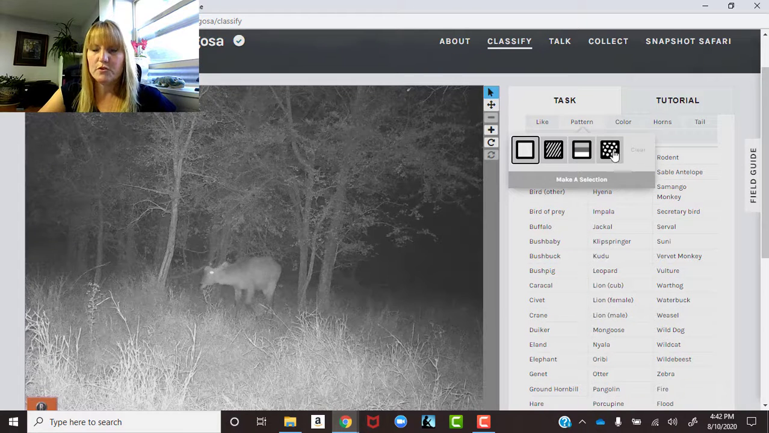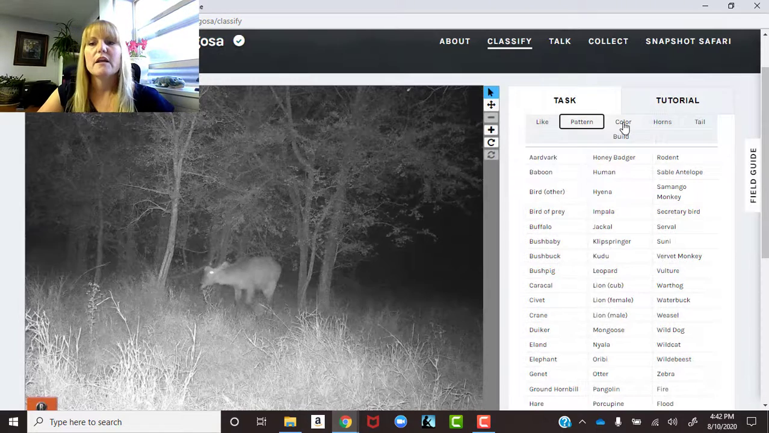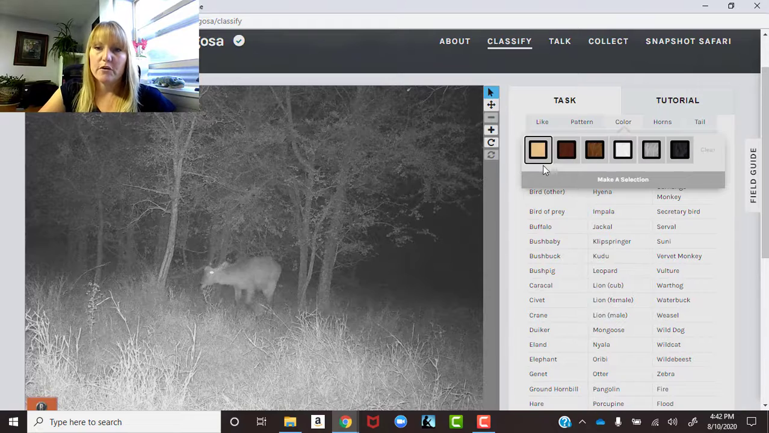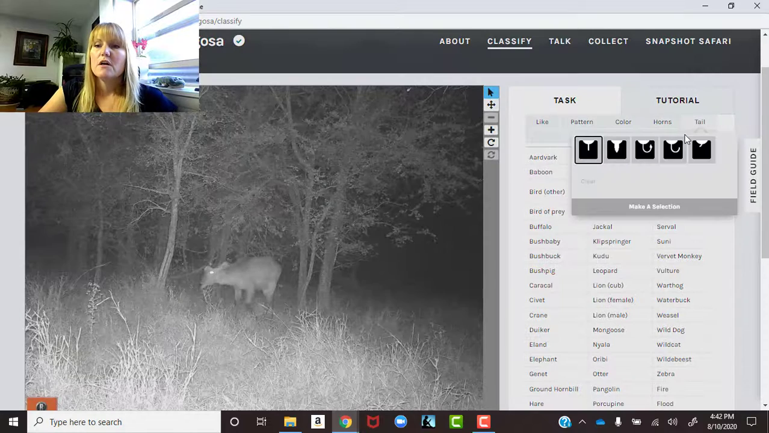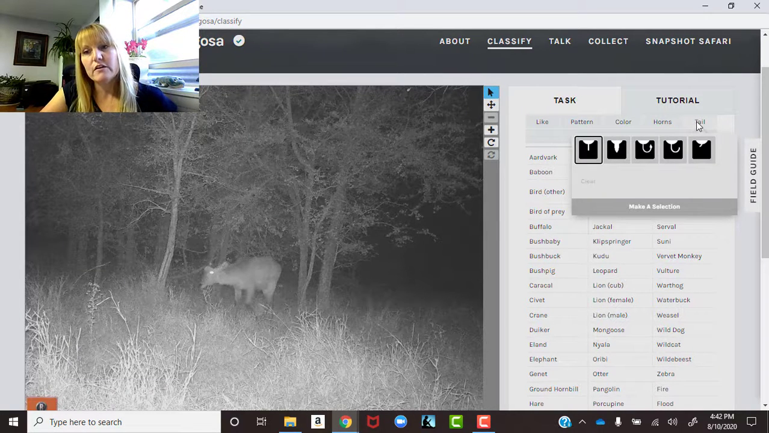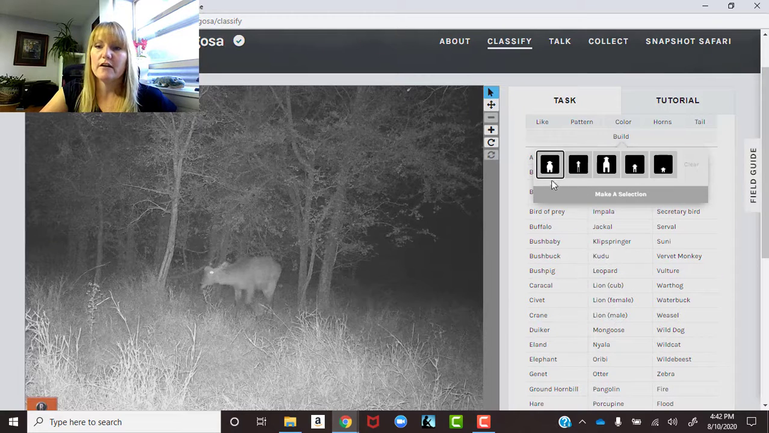So it might take you some time to learn some of the different species, but they've got some things up here that will help you. So for example, you can click on pattern, and if the animal you're looking at has horizontal stripes or these sideways stripes or spots, it'll help you narrow it down. It can help you narrow it down by color. Is it a beige animal? Is it a white animal? By horns, do they have little pointy horns? Do they have horns that curve outward or inward? And then tail, do they have a little stubby tail? Do they have a longer tail? Is there a tuft on the end of their tail? And then finally also build.